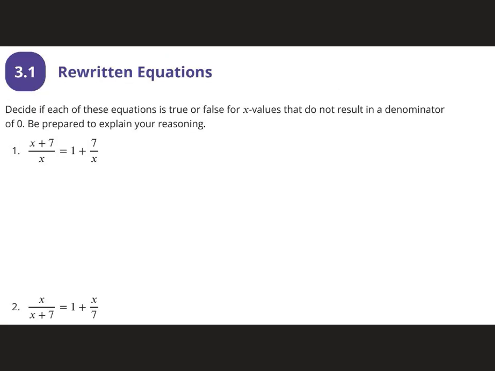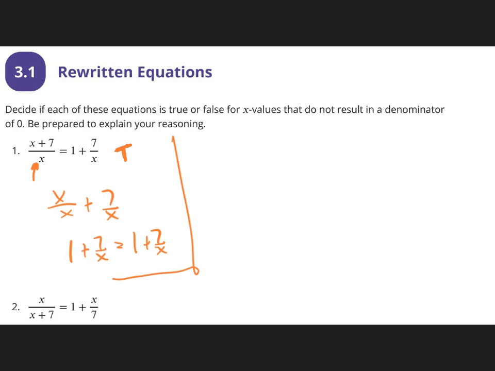Decide if each of these equations is true or false for x values that do not result in a denominator of 0. So basically, don't put 0 in. Now what you have to remember here is our fraction rules. If you have x plus 7 in the numerator, we can separate this into x over x plus 7 over x. And if we divide x divided by x, we get 1 plus 7 over x, which gives us the right side, 1 plus 7 over x. These are equivalent, so this one is true.